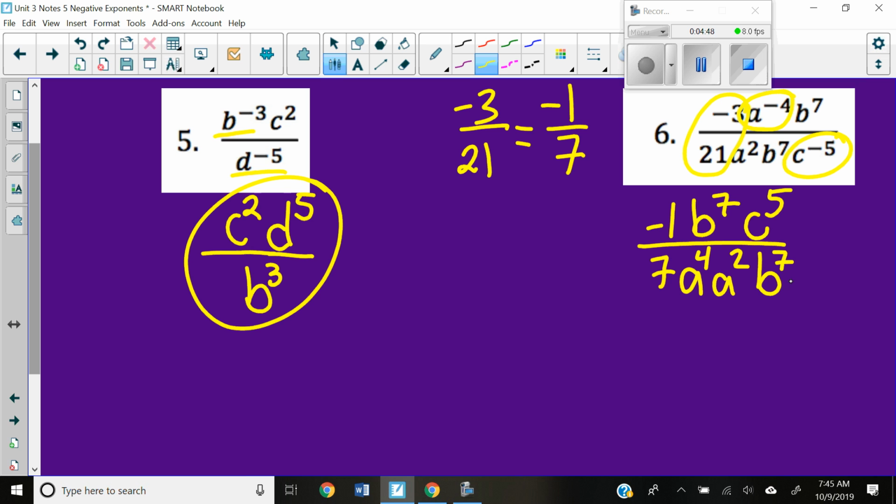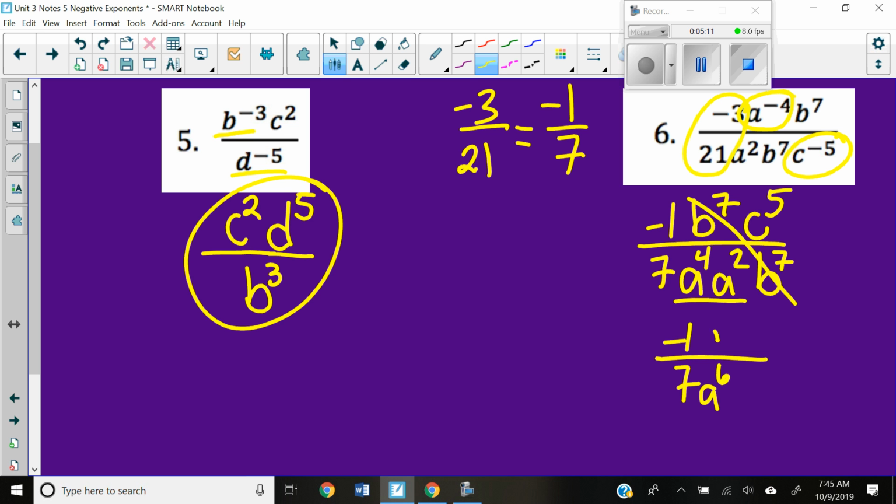So now I'm going to go ahead and simplify. I'm going to clean this up. Right now I have 2 b's and I have 2 a's. Can't have that for it to be simplified. So I have my negative 1/7. I'm going to look, I have a to the fourth and a squared, so I get a to the sixth. B to the seventh and b to the seventh are going to cancel out.